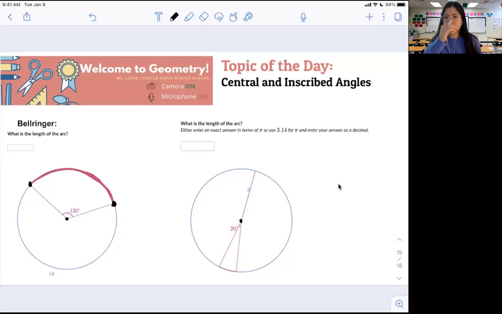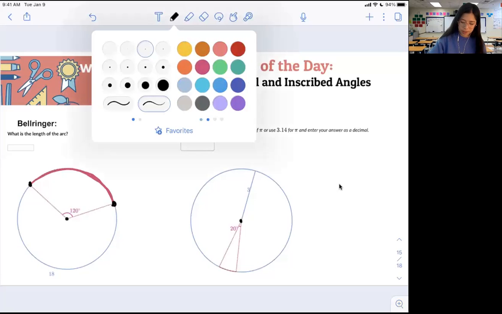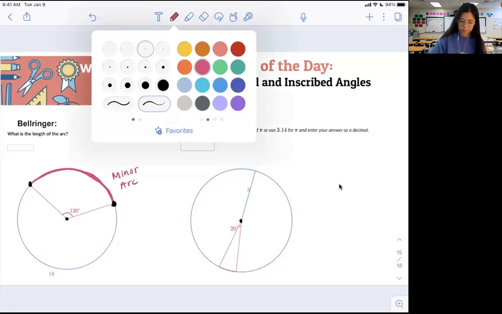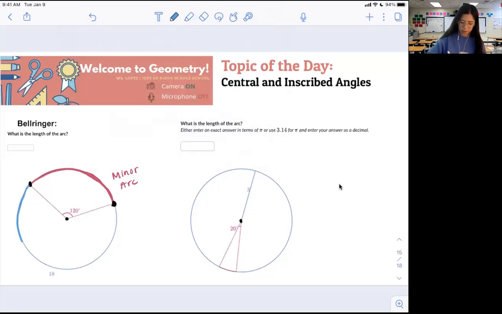The pink section. Okay, I'll give it to you guys. I did mention it, I just want to make sure. This is the minor arc. And then the blue that goes all the way this way would be the major arc. So minor arc and major arc. But anyway, we're looking for the minor arc.